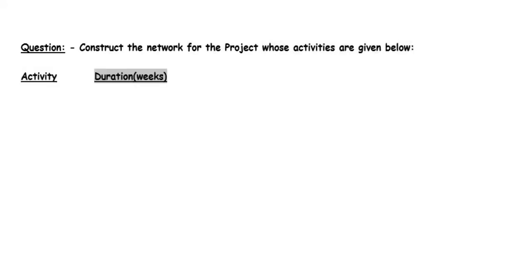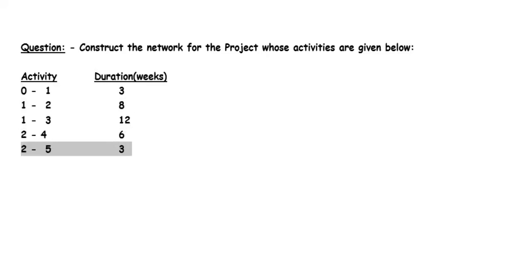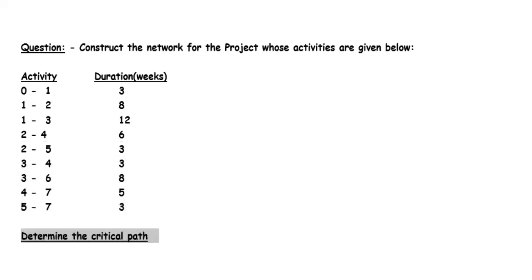Activity duration. Activity 0 to 1 is equal to 3 weeks, 1 to 2 is equal to 8 weeks, 1 to 3 is equal to 12 weeks, 2 to 4 is equal to 6 weeks, 2 to 5 is equal to 3 weeks, 3 to 4 is equal to 3 weeks, 3 to 6 is equal to 8 weeks, 4 to 7 is equal to 5, 5 to 7 is equal to 3. Determine the critical path and the project duration.